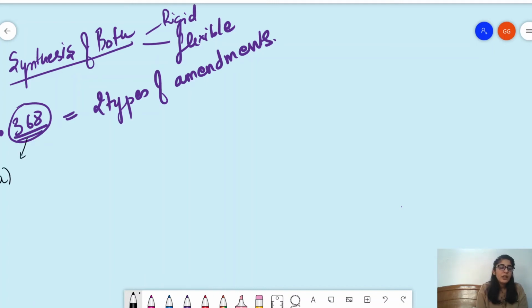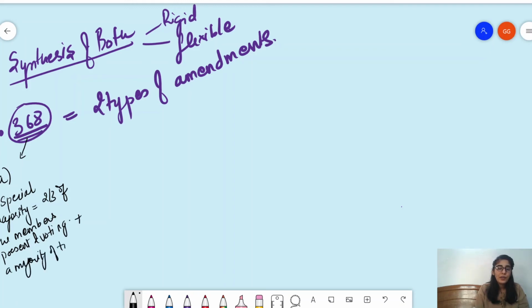Let's see the first one. The first is that some provisions can be amended by a special majority. What is a special majority? A special majority is a two-third majority of the members present and voting, plus a majority of the total membership of the house. Is this clear? This is one way of bringing amendments.